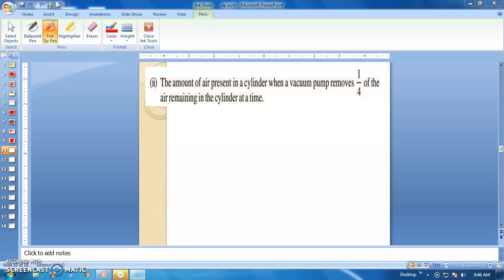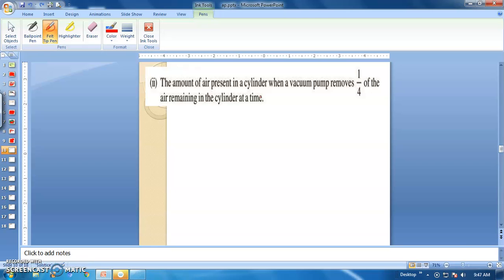Let us continue the slides now. So look at the solution of the second subdivision. The amount of air present in a cylinder when a vacuum pump removes 1/4 of the air remaining in the cylinder at a time. Now we are going to check whether this situation forms an AP or not.